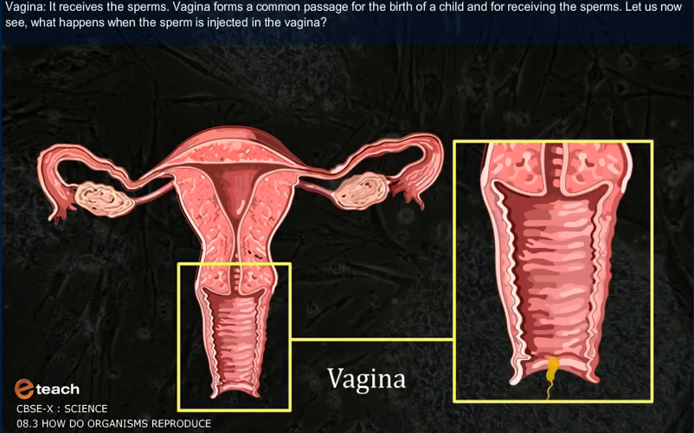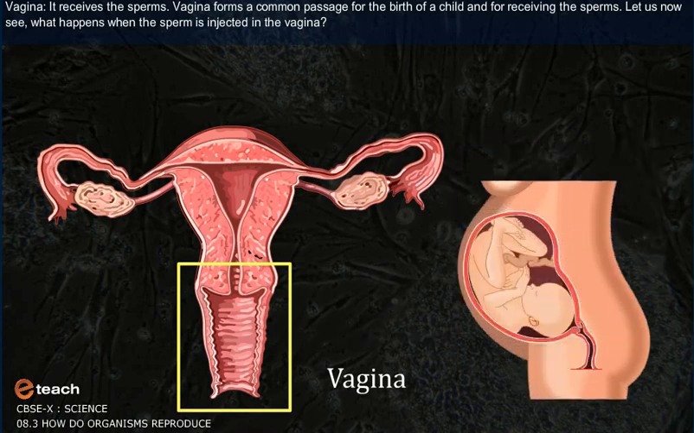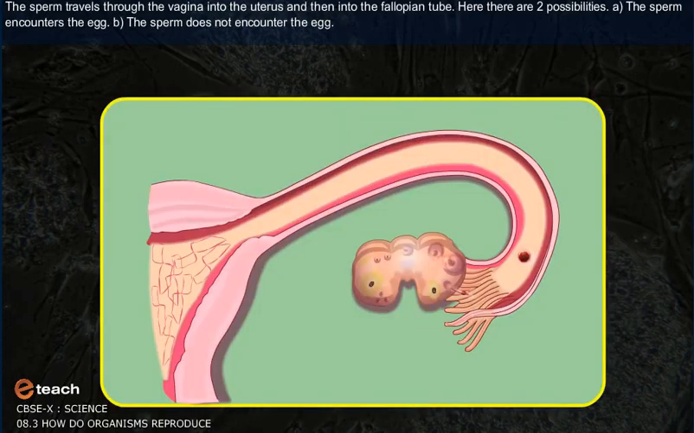Vagina. It receives the sperms. Vagina forms a common passage for the birth of a child and for receiving the sperms. Let us now see what happens when the sperm is injected in the vagina. The sperm travels through the vagina into the uterus and then into the fallopian tube.